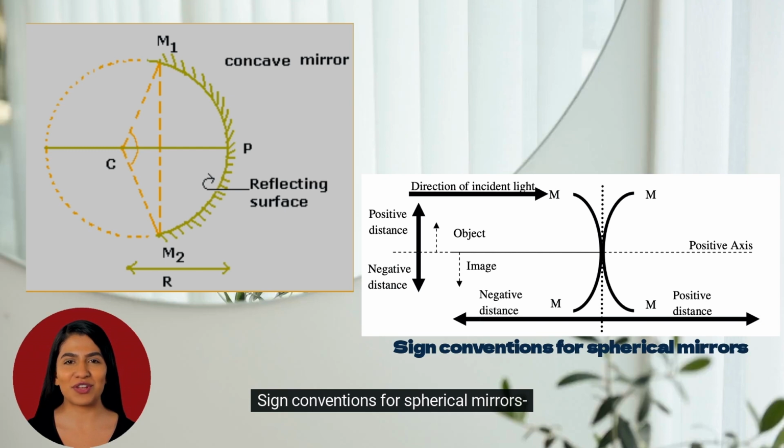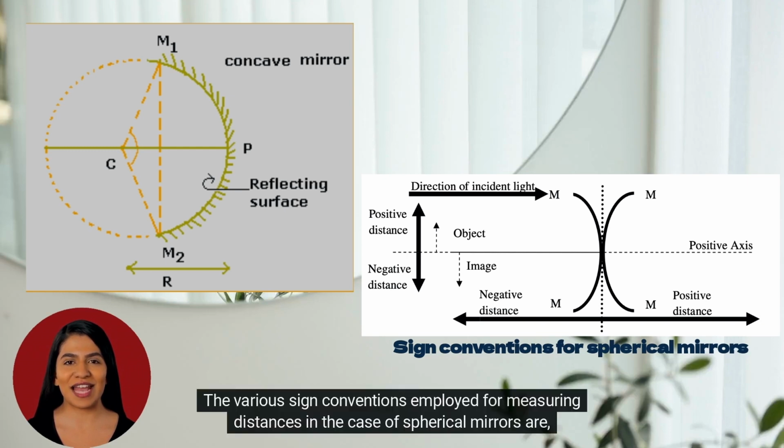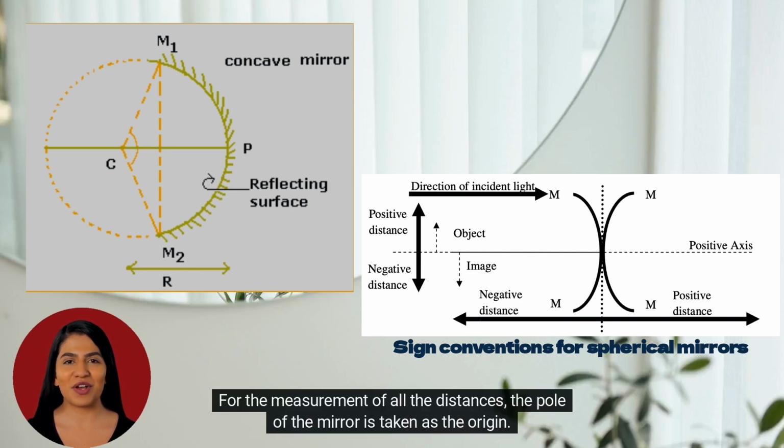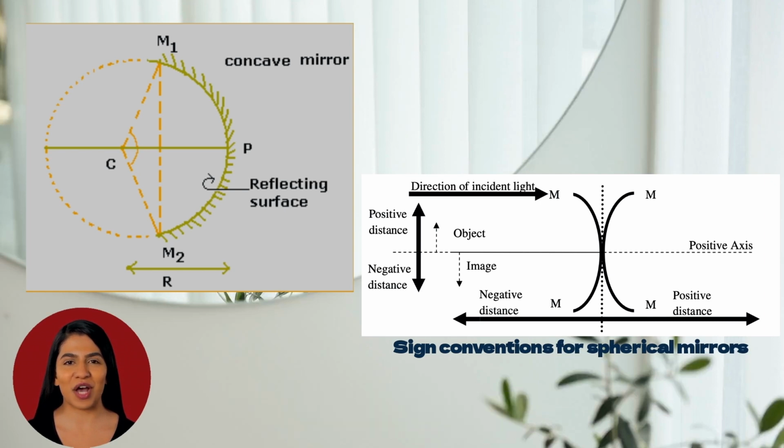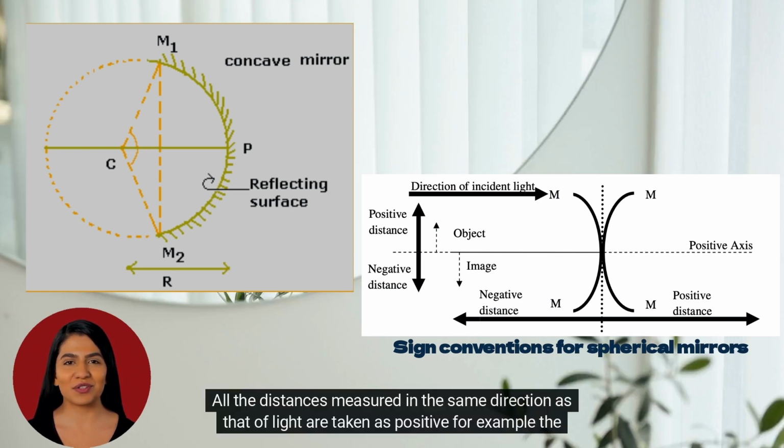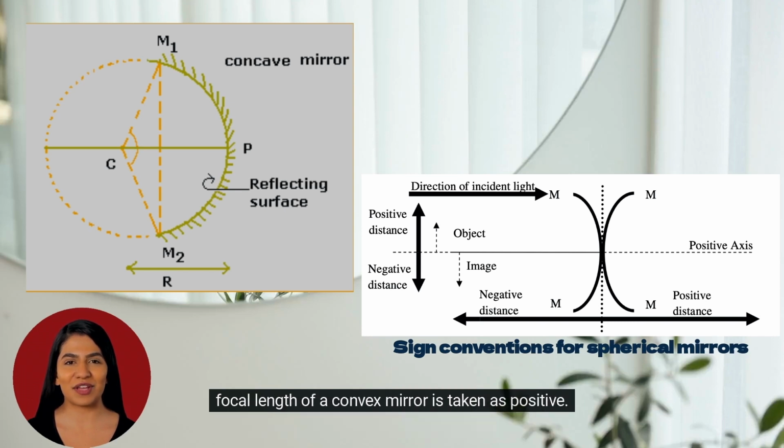Sign conventions for spherical mirrors. The various sign conventions employed for measuring distances in the case of spherical mirrors are: for the measurement of all the distances, the pole of the mirror is taken as the origin. All the distances measured in the same direction as that of light are taken as positive. For example, the focal length of a convex mirror is taken as positive. The object is placed on the left-hand side.